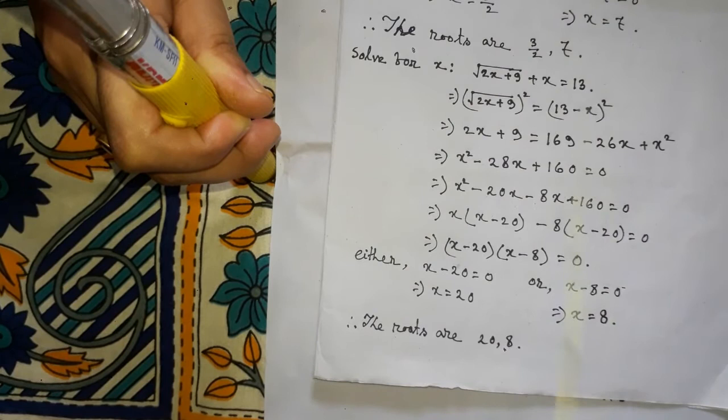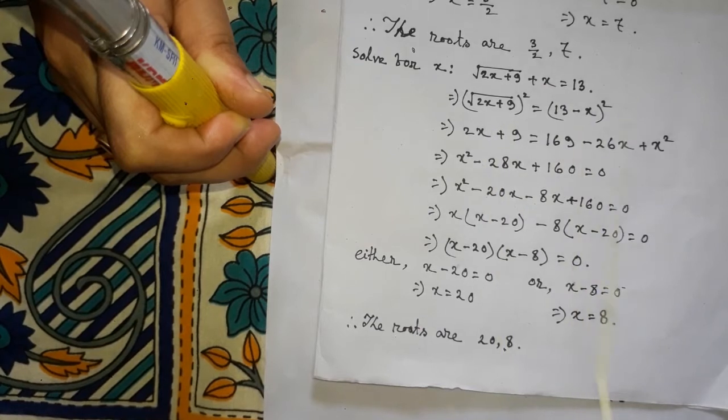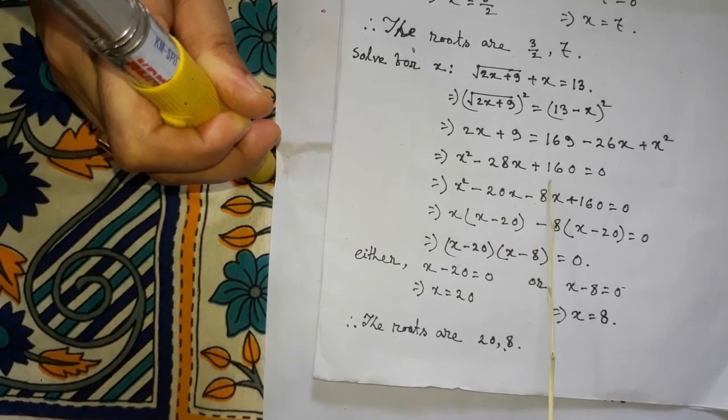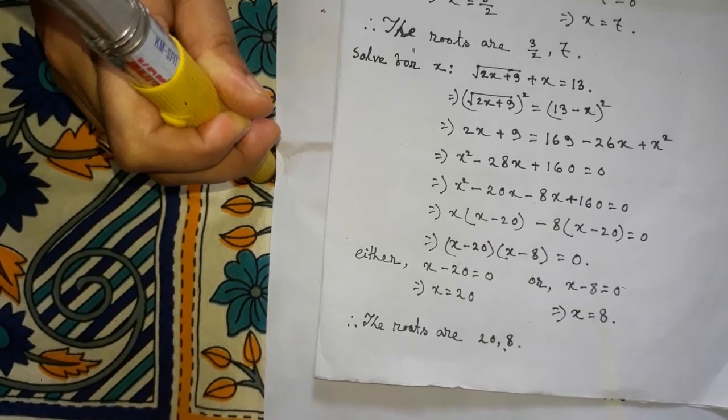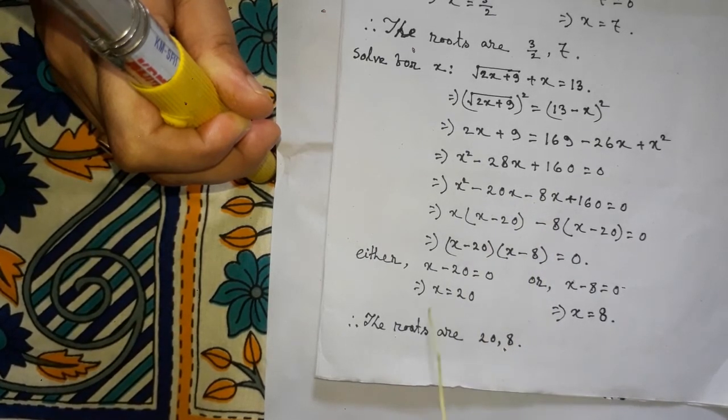Another same type of problem, root over of 2x plus 9 plus x is equal to 13. Change the side of x, then by squaring both sides, we will get this expression. Change the side of this 2x plus 9, that is x square minus 28x plus 160 is equal to 0. 160 means 20 into 8. So, this 28 can be written as minus 20x minus 8x. Then by middle term factorization, it will be x square minus 28x plus 160. It will be x minus 20 into x minus 8. That means either x equal to 20 or x equal to 8. Therefore, the roots are 20 or 8.